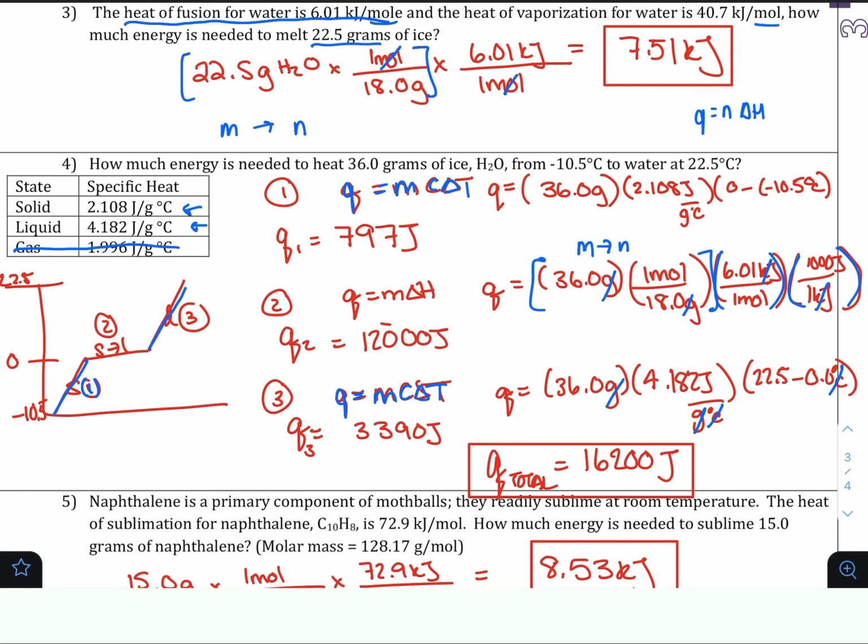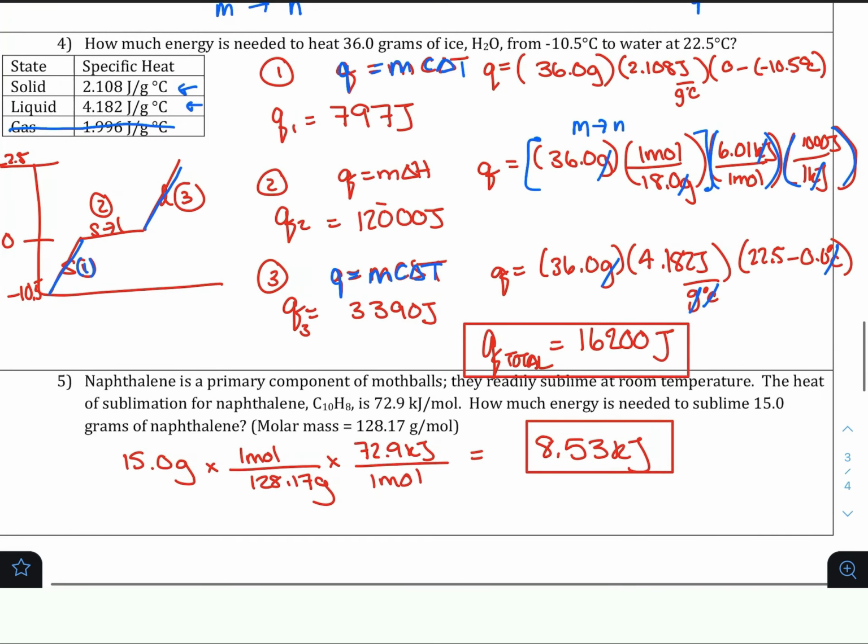All right. Then the last one here, naphthalene is a primary component of mothballs. Again, great, we add extra information. What you need to pay attention to is it readily sublimes, okay? And again, what does sublime mean? It means it goes from a solid to a gas, okay? Then it says the heat of sublimation is right here. So you don't even necessarily need to know that because the heat of sublimation is given to us, okay?